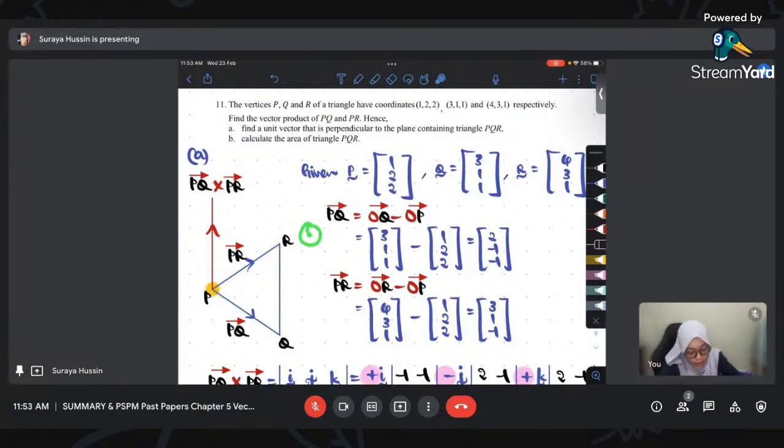Miss, boleh ke kalau sini Q, sini R? Boleh. Yang penting ada kita nampak PQ, ada kita nampak PR. Tak kisah. Boleh. Tak ada siapa salah pun kalau kamu letak Q di atas, R di bawah. Tak ada salah. Dua-dua boleh. Yang penting bagi nampak PR, bagi nampak PQ. Itu je. Okay. So now, ini cara saya.